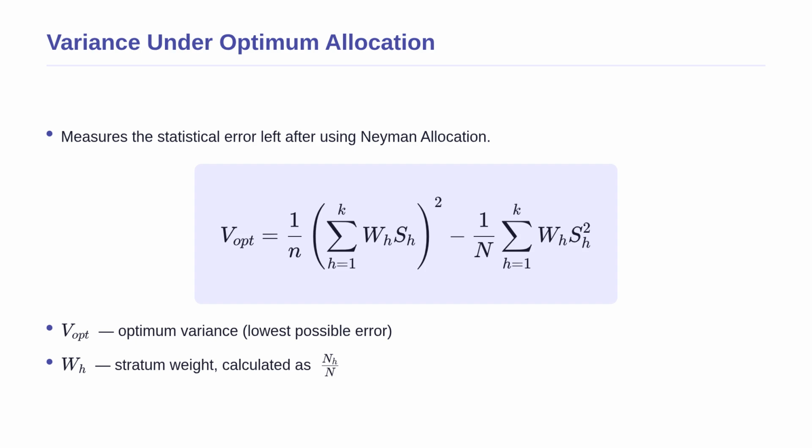The symbol W sub h is the stratum weight, simply the fraction of the total population in that group. The first part of the formula shows the main source of error shrinking as our total sample size n gets larger. The second part is a small mathematical correction factor for sampling from a finite population. This formula proves mathematically that Neyman allocation produces a smaller error than proportional allocation.